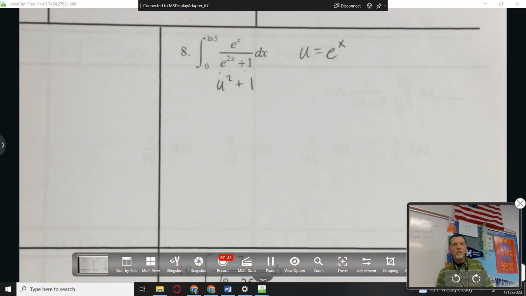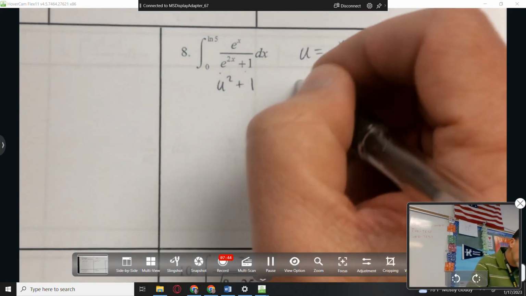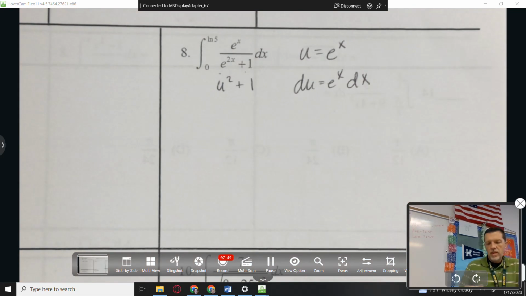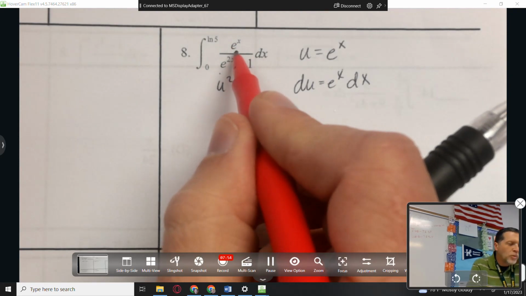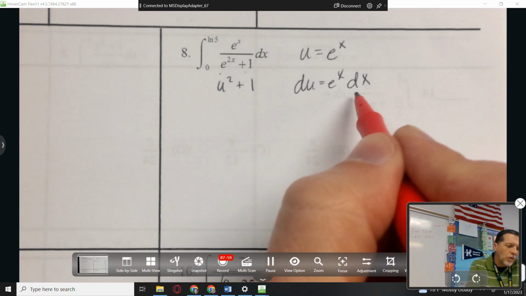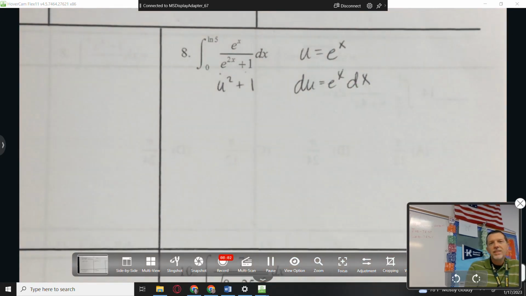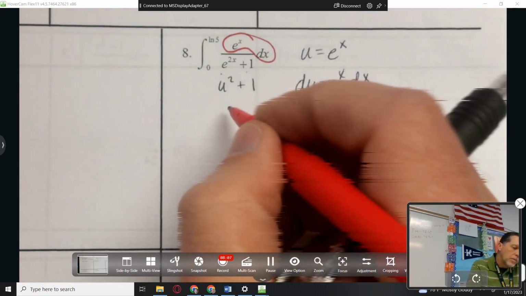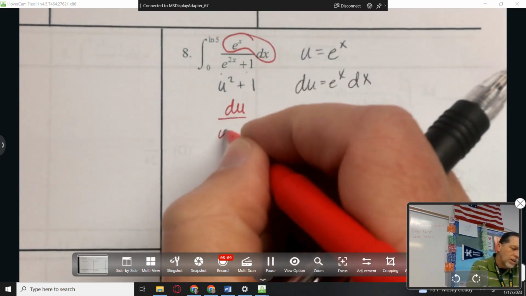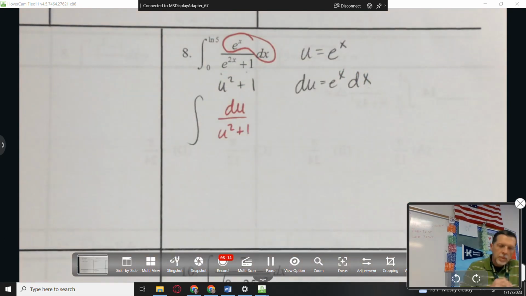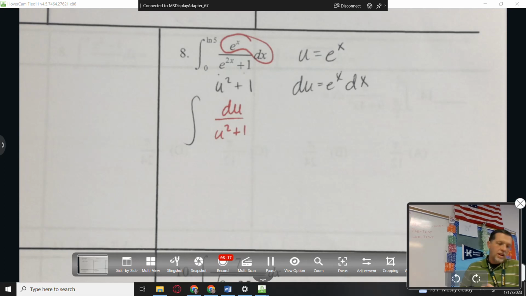So if u is e to the x, du is e to the x. This is kind of tricky because this numerator e to the x, I could say it's u, or I could say it's du. Either one. I think we should do du, because then I have du over u squared plus 1, which is arctan. Let's fix our limits though.